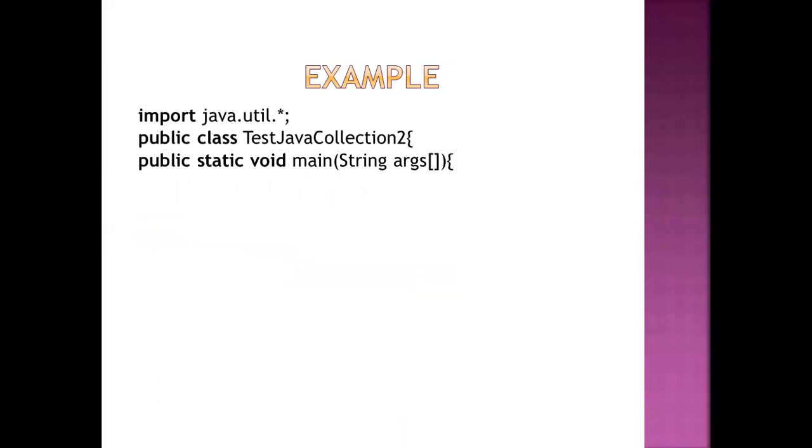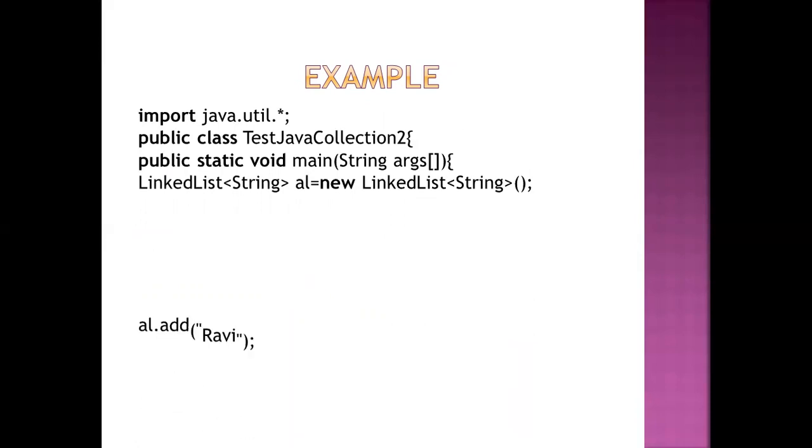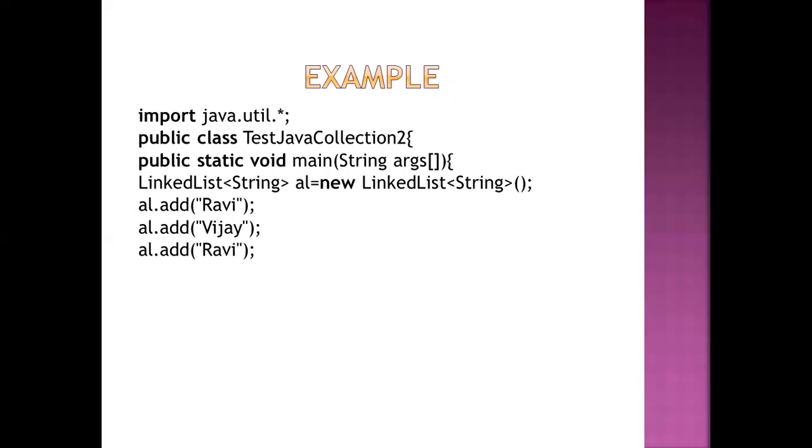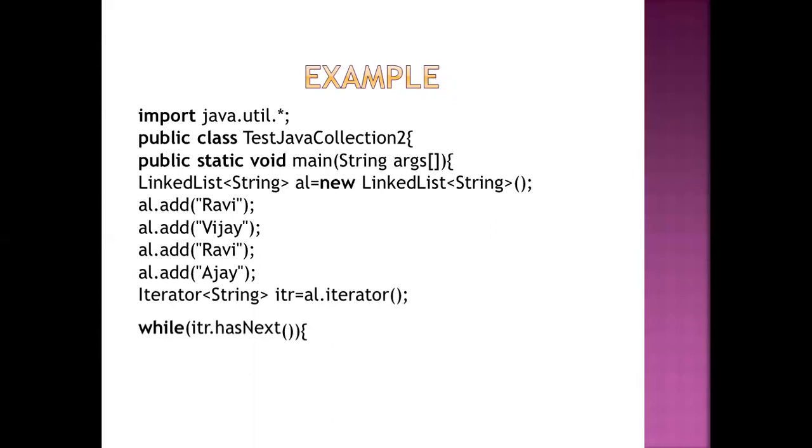Let's look at the example. I'm going to write a very similar example to that of the ArrayList. We are going to create an object of type LinkedList. So we create a LinkedList object that is called al here, and then I'm going to add the objects by using the add method. Again, I'm going to traverse it using the iterator. I create an iterator object, and then using the hasNext method and the next method, I will print the elements that are available in the LinkedList.